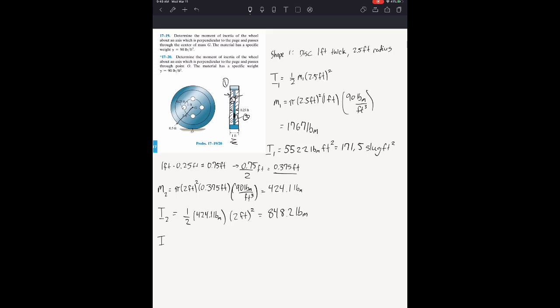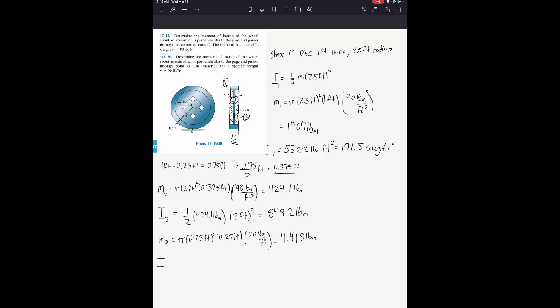Their moments of inertia, well, first of all, let's calculate their mass. The mass for shape 3 is equal to, once again, just their volume times their density. They are pi times 0.25 feet squared times their thickness, which is 0.25 feet also, times their density, which is 90 pounds mass per cubic foot. And that's equal to, let's see, pi times 0.25 squared times 0.25 times 90 is equal to 4.418 pounds mass.